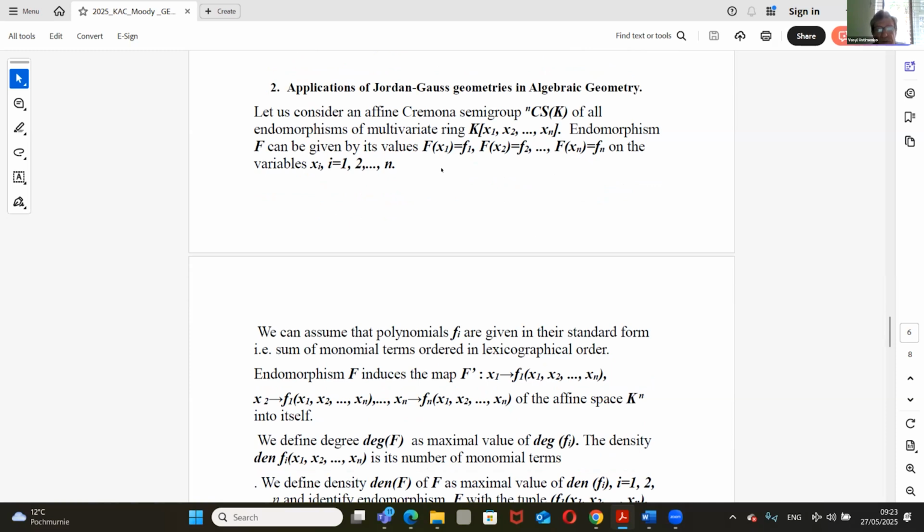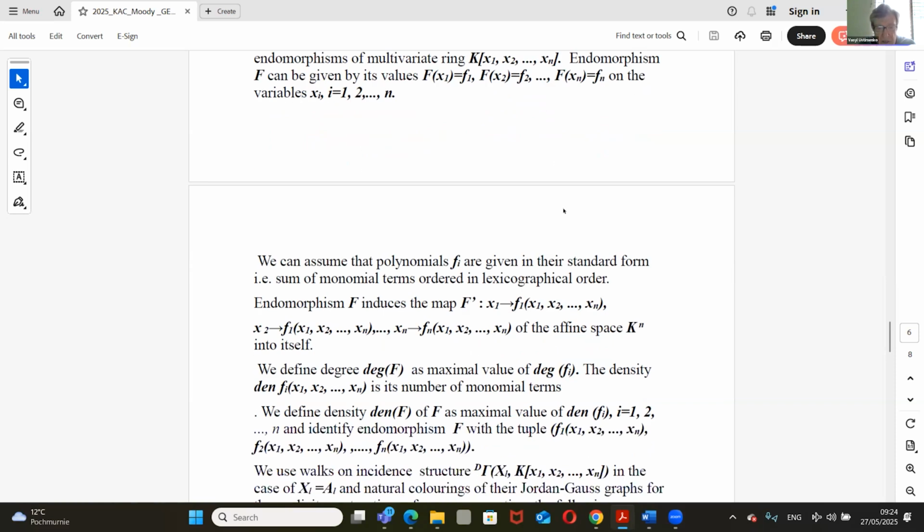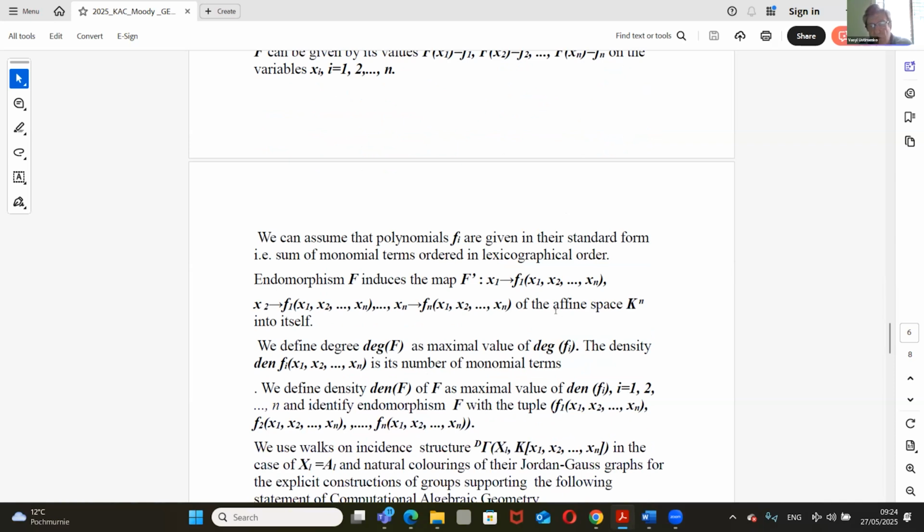It's possible to prove that the kernel of the mapping f to f prime is trivial if K has characteristic 0, but in the general case it could be some non-trivial kernel. So we may assume that all polynomials f1, f2, fn are given in their standard forms via the list of their monomial terms ordered lexicographically. And we can define the degree of the map as the maximal value of the degree of the polynomial fi. The density of fi(x1, x2, xn) is its number of monomial terms.